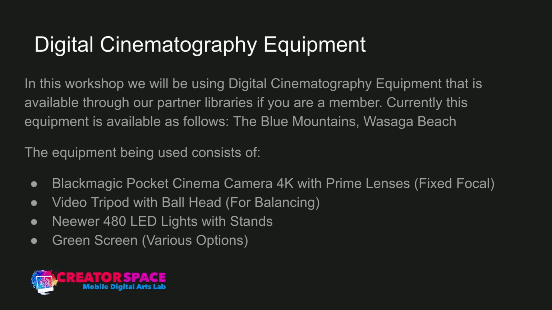On the first note, digital cinematography equipment. The equipment that I'm talking about are the means to be able to create this. It's available through our library partners. At the Blue Mountains Public Library and Wasaga Beach Public Library, there is digital cinematography equipment that you can access and use. That consists of the Blackmagic Pocket Cinema Camera 4K, and it also consists of a video tripod.